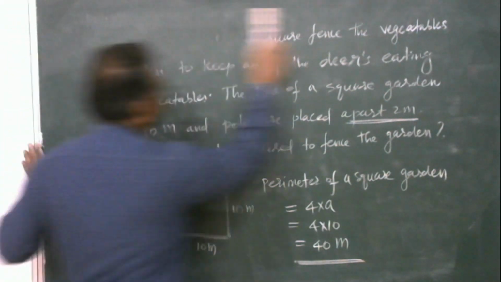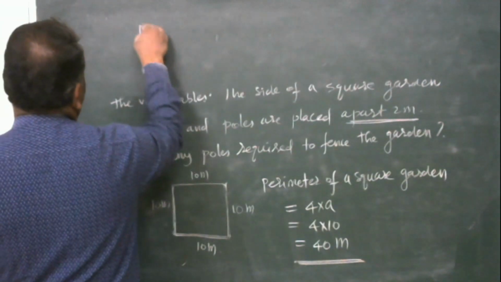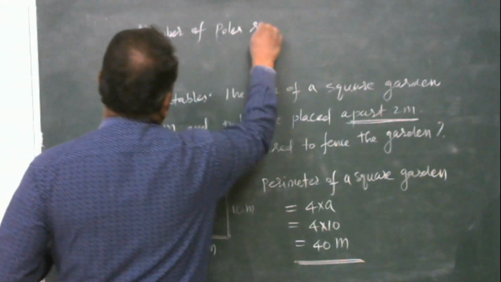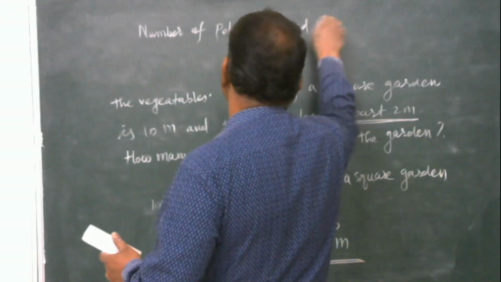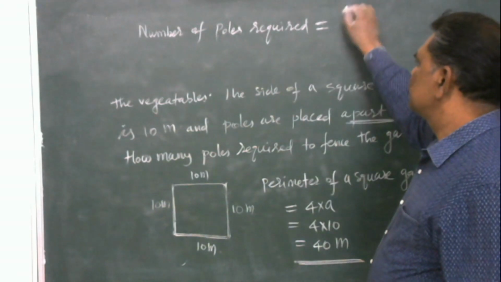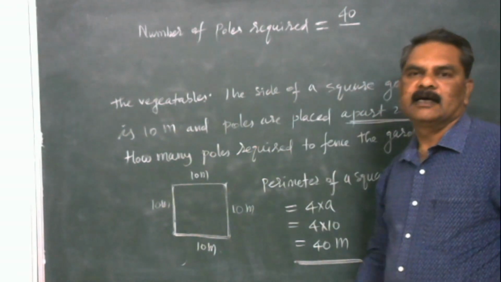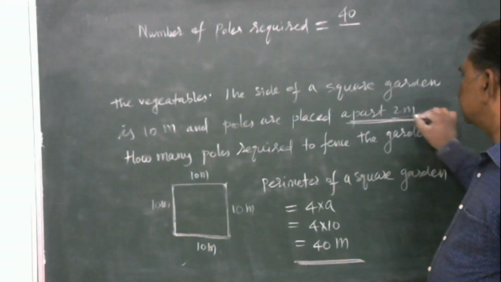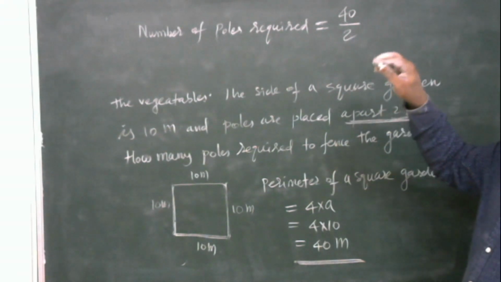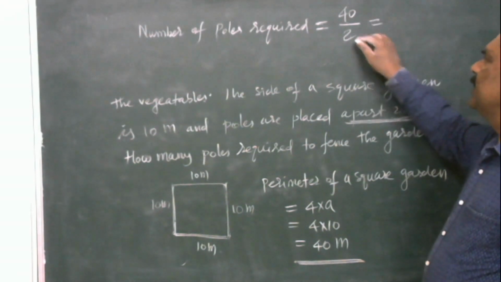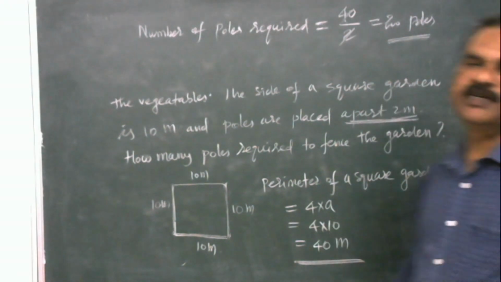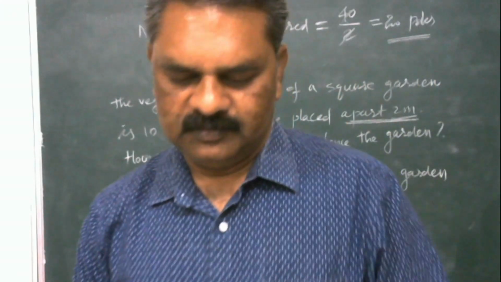So the number of poles required is equal to the perimeter, 40 meters, divided by 2, because every 2 meters we need to fix a pole. So we get 20 poles required to fence the vegetable garden.